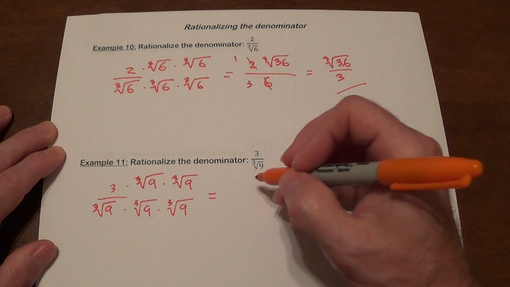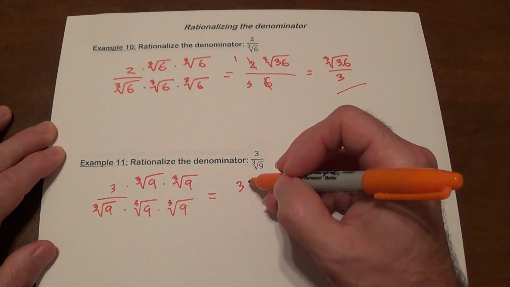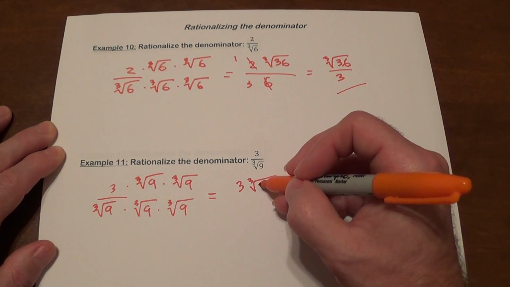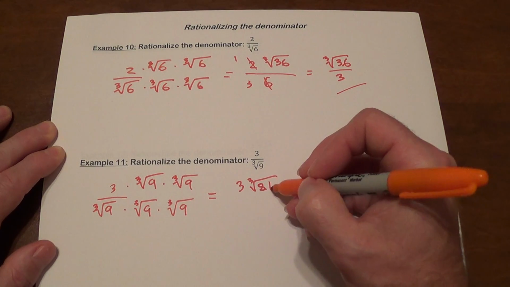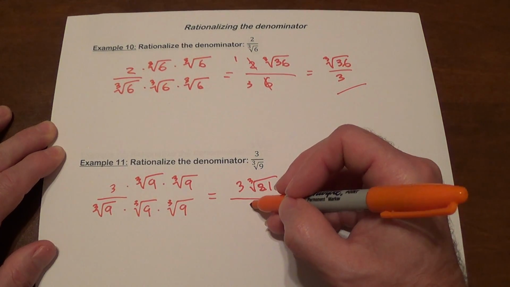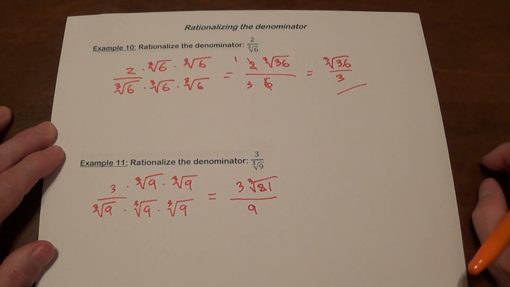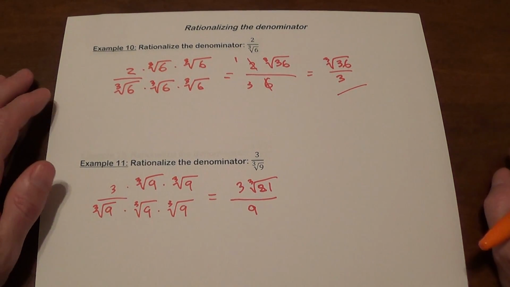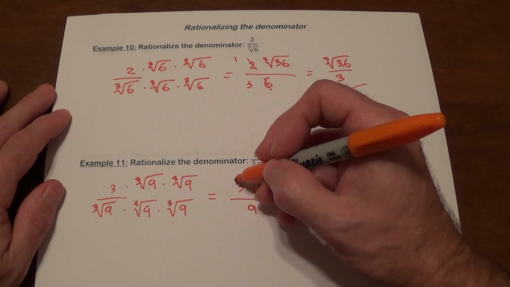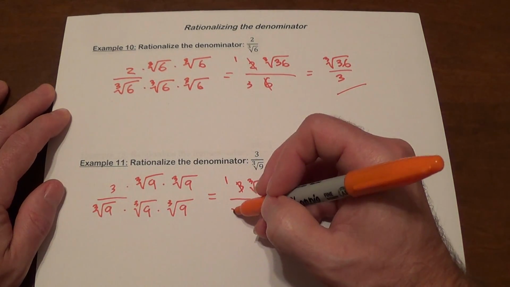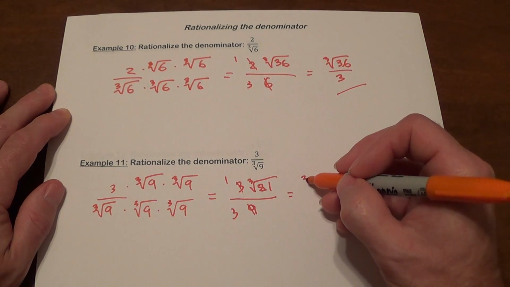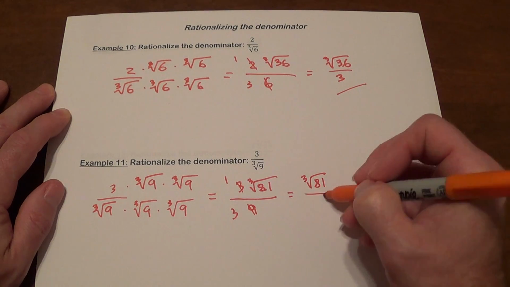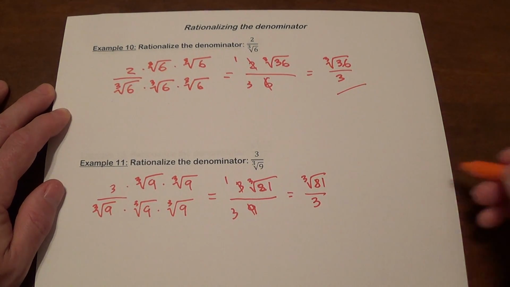So that's going to give us 3 cube root of 9 times 9 is 81 divided by 9. Okay. So first of all, we're going to simplify 3 over 9. It's going to give you 1/3. So we're going to get a cube root of 81 divided by 3.